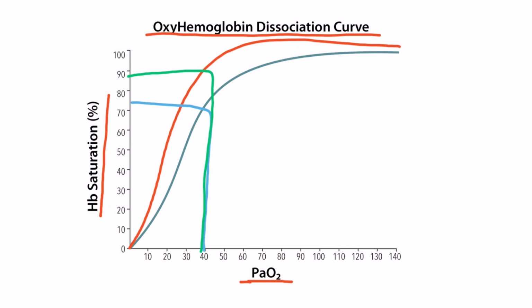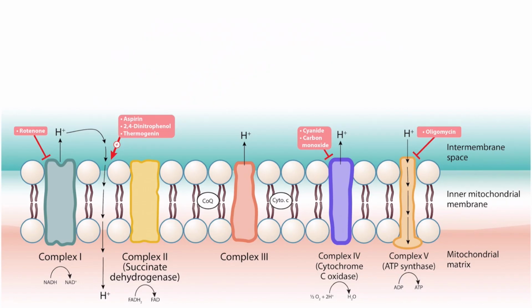So we see this left-shifted oxygen-hemoglobin dissociation curve. And taking together the decreased oxygen saturation of hemoglobin as well as the left shift, then it's logical that significant hypoxia will result. To illustrate the final concept in the pathophysiology of carbon monoxide, let's utilize this image illustrating the electron transport chain on the inner mitochondrial membrane.